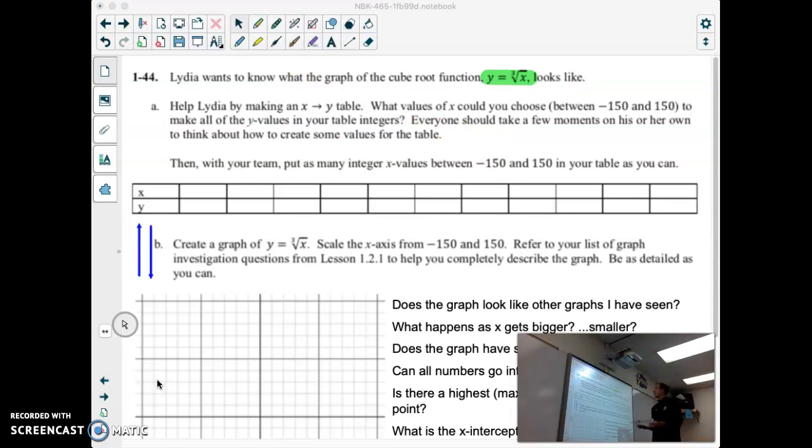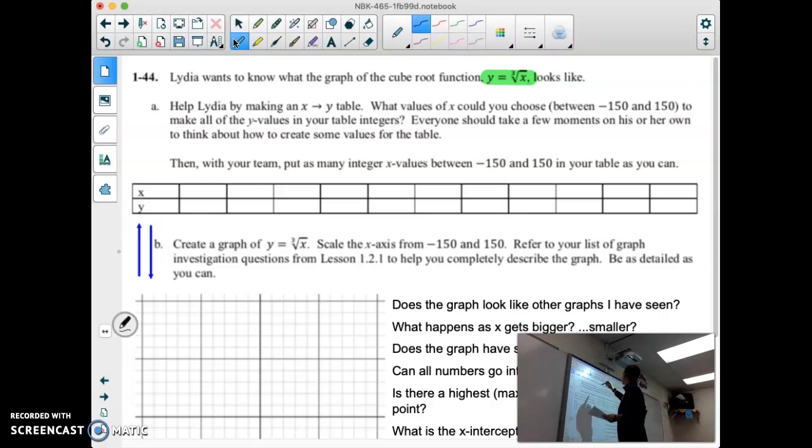Lydia wants to know what the graph of the cube root function is going to look like. So the cube root of x. We need to find some values that we can plug in for x that are going to come out with nice looking y values for us, so we can plot our graph a little bit easier. I'm just going to pick some cube numbers that we know off the top of our heads that we can use to find a nice graph for ourselves.